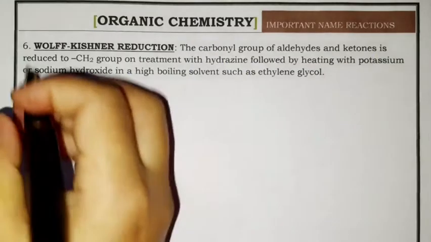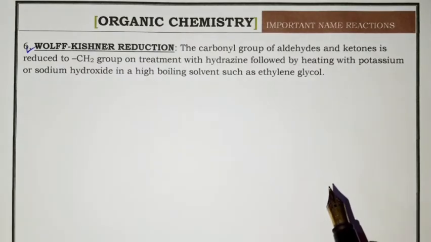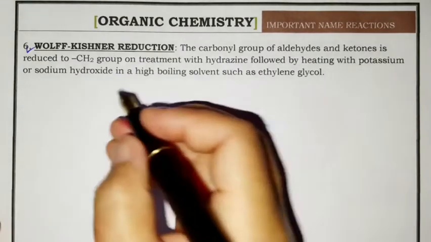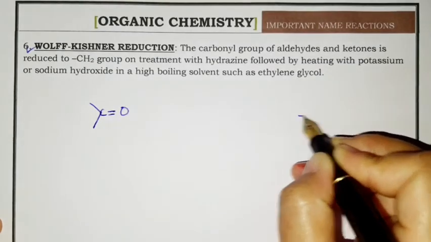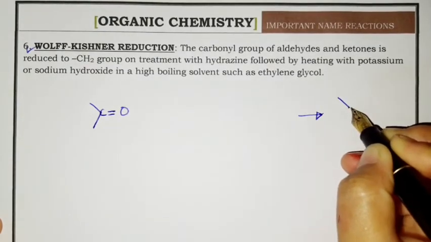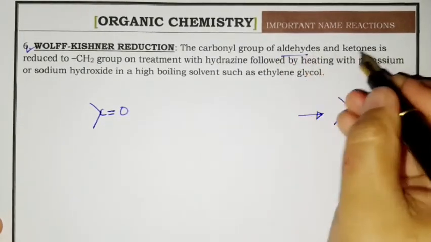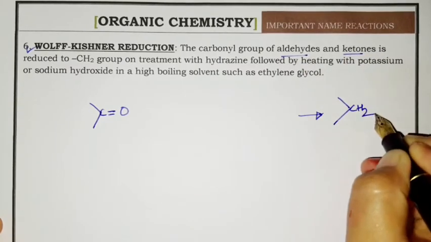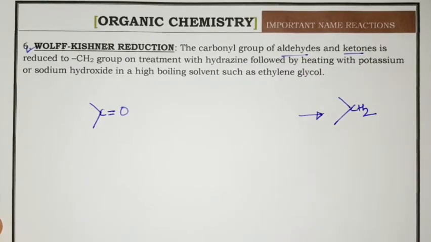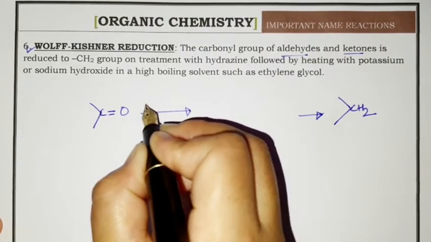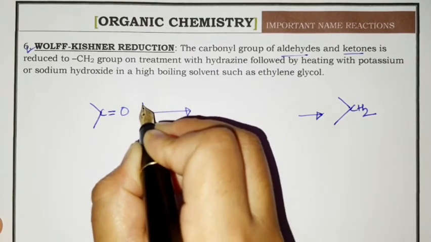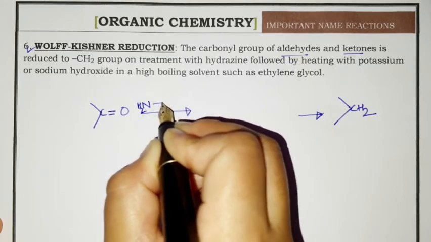Now last one is your Wolff-Kishner reduction. Okay, again this is the same thing, like conversion of the carbonyl carbon of aldehyde or ketone to your CH2 group. Okay, but here we'll use a different reagent. So here what do we do, we'll treat this with hydrazine. Now what is hydrazine? It is NH2 and NH2.